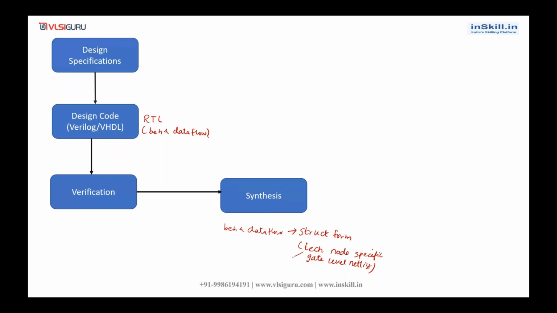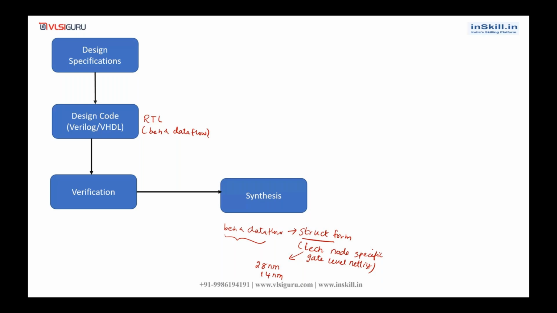So technology node means something like 28 nanometer, 14 nanometer. That is what is called a technology node. Okay. So the behavioral and data flow level form of code that we have will be converted into the structural form, which is nothing but a technology node specific gate level netlist. That is what happens during synthesis.